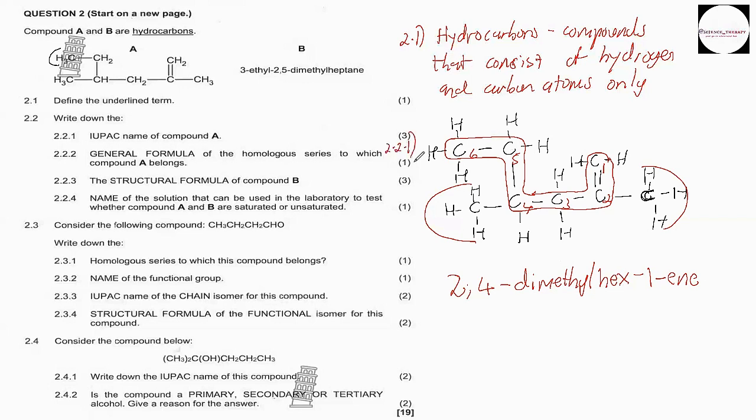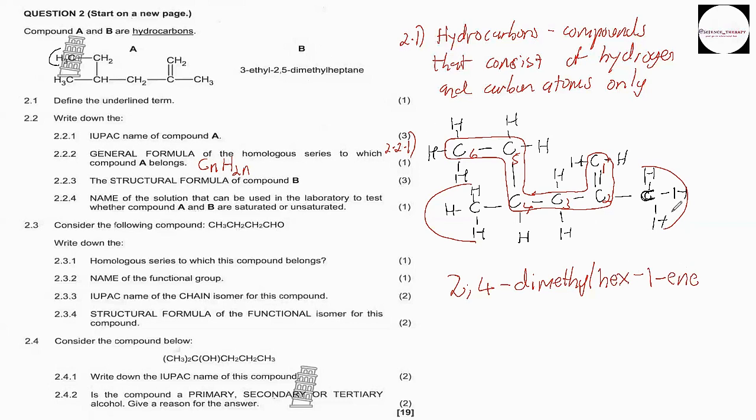Okay. Now let's go to 2.2.2. It says the general formula of the homologous series to which compound A belongs. So we've already identified that because of this double bond, compound A is an alkene, and then the general formula for the alkenes is CnH2n, right?